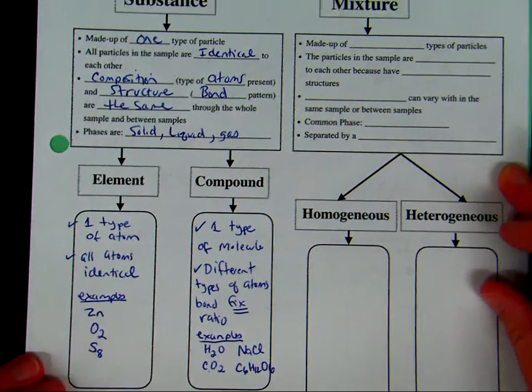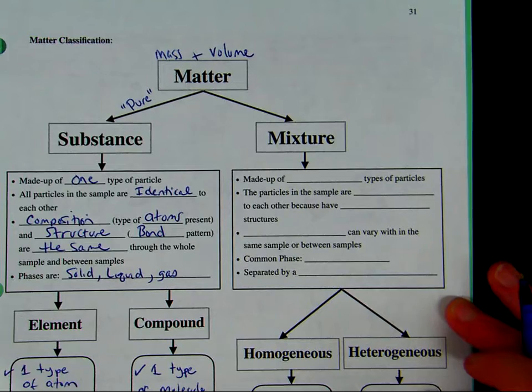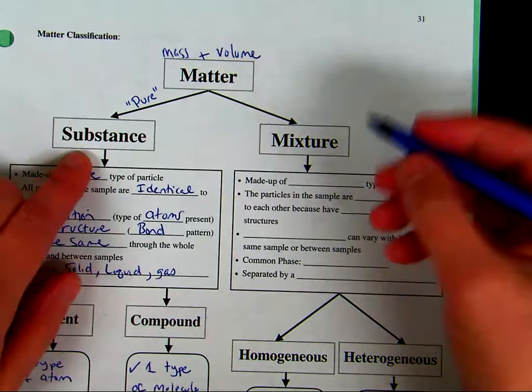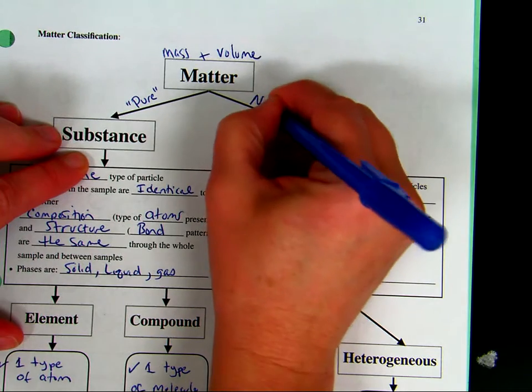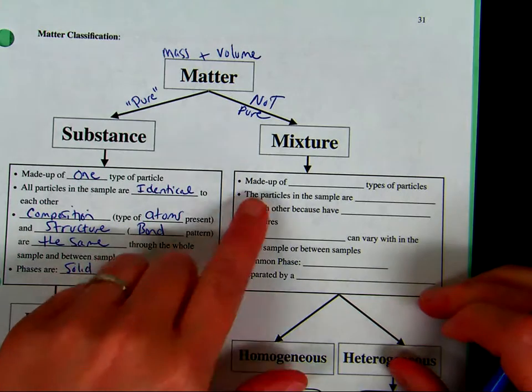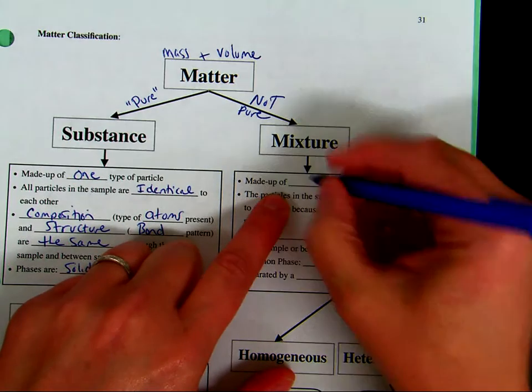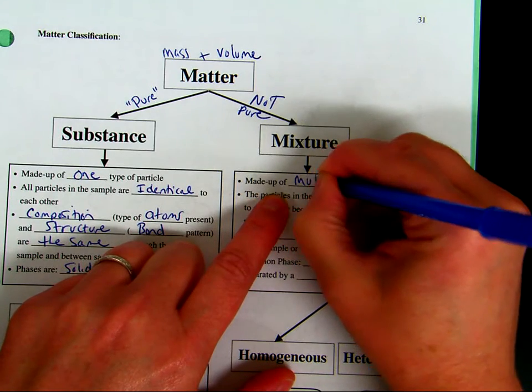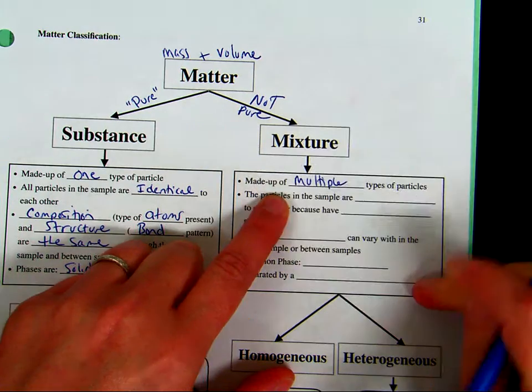Now let's take a look at mixtures. So if a substance is considered pure, mixtures are not pure. Okay? So mixtures are made up of, I'm going to use the word multiple, so multiple types of particles.